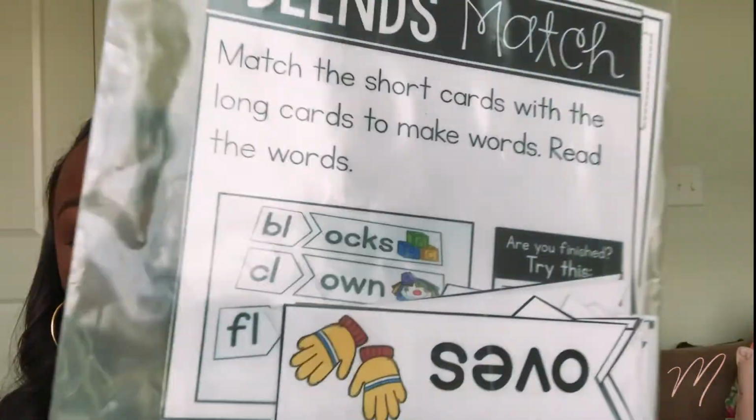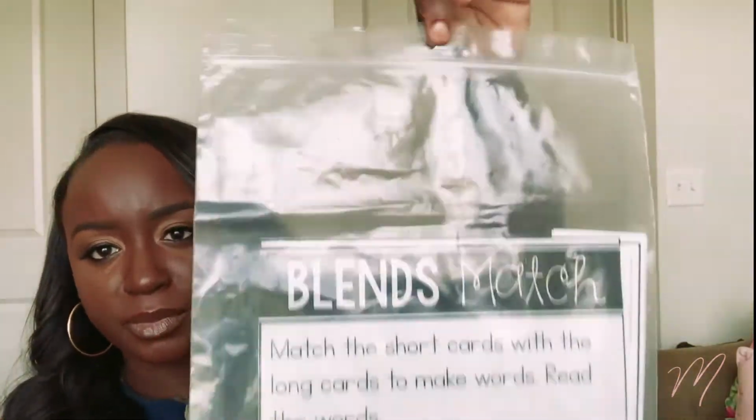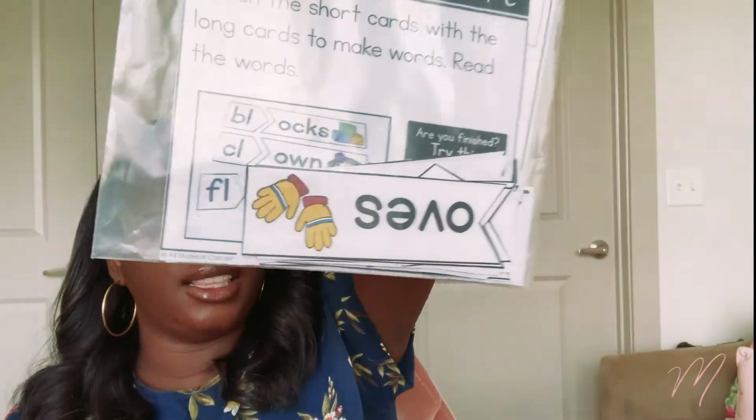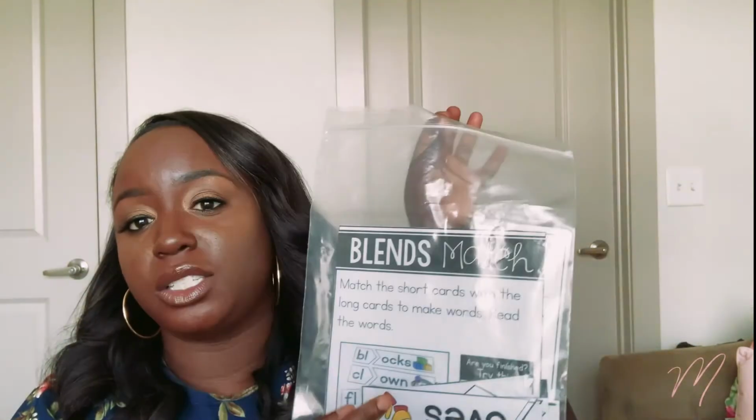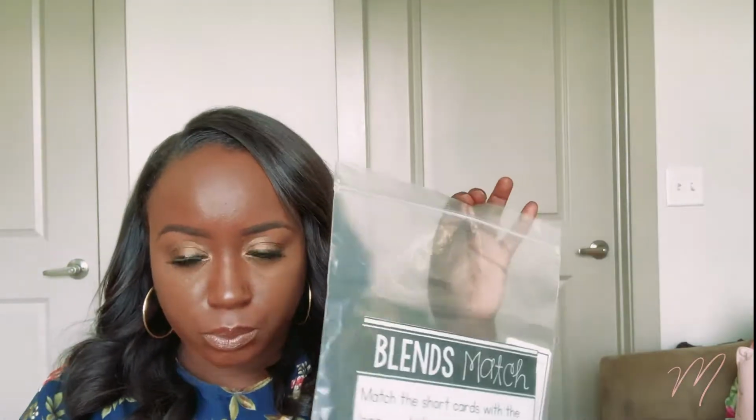Like this is a blends match, and I put everything in these bags, and I'll put the instruction card so they'll have examples too. Now, what I do with these bags is, I had colored bins that matched the animals. So the crab's bin was red, the seahorse bin was yellow, the octopus bin was orange.